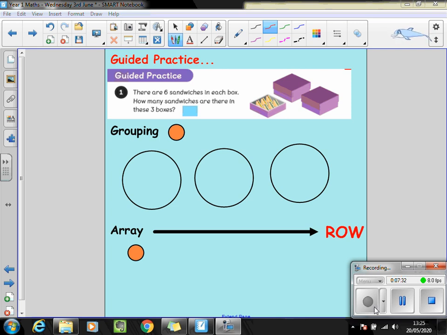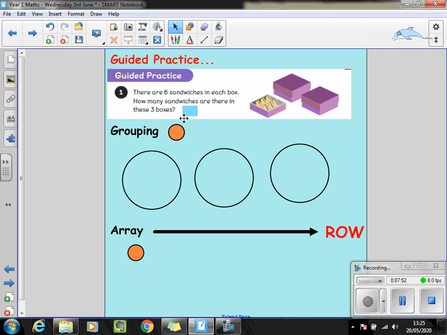So 6 sandwiches in each box, and you've got 3 boxes altogether. Have a go with your equipment. Use grouping and have a go at making an array to find out how many there are altogether. Pause the video and have a go. Now let's see if you did what I did to work this out.